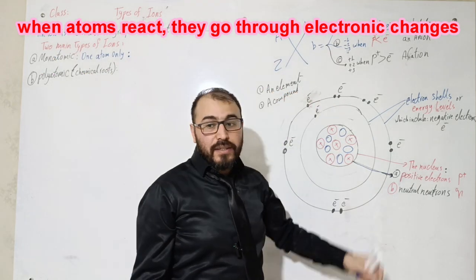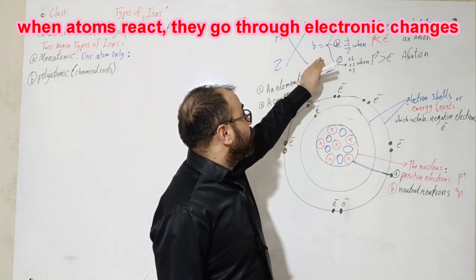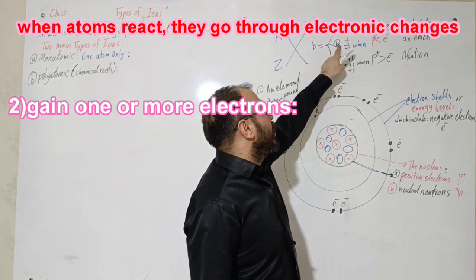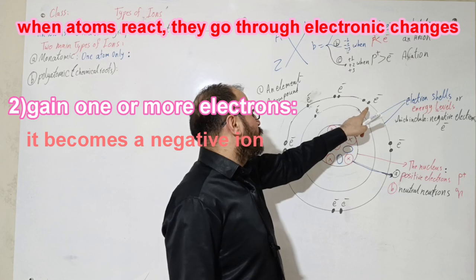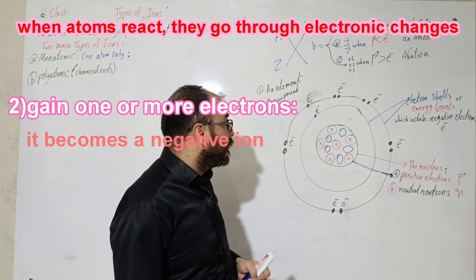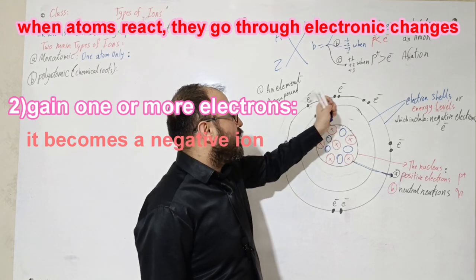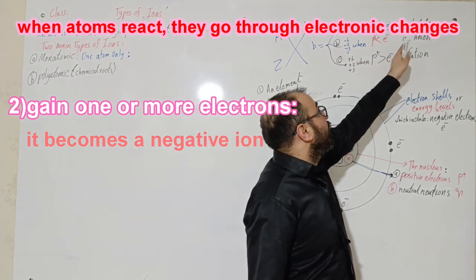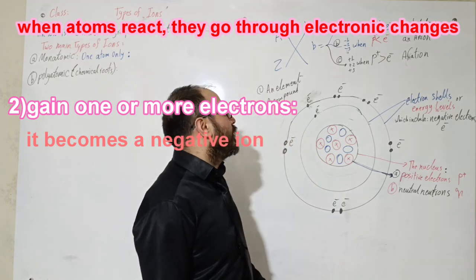In the first case, when an atom gains one or more electrons, it becomes negatively charged because the number of electrons is going to be higher than the number of protons, and the charge of the electrons will be prominent, and we will have an anion or a negative ion.